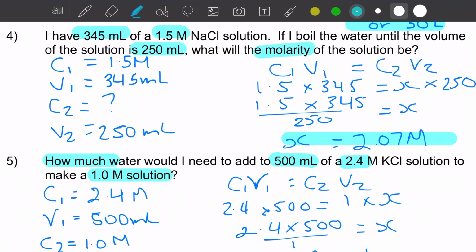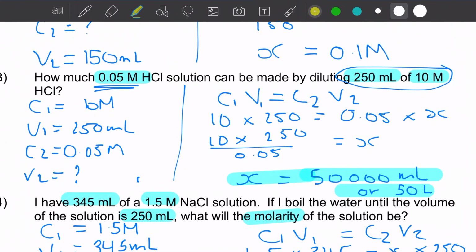So the question is asking, how much water would I need to add to 500? We've found out what the final volume will be, which is 1,200 milliliters. So in order to work out how much we need to add, our final step for the answer is 1,200 minus the original start value, which is 500, equals 700 mils. So the answer to our question is actually 700 mils, because our end volume is going to be 1,200, and we need to work out how much you need to add to get to that, which is 700. I hope that makes sense.